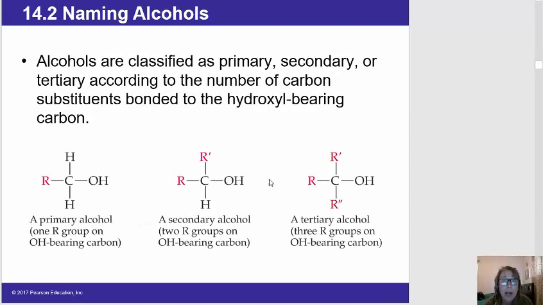A secondary alcohol has two R groups bonded to the hydroxyl-bearing carbon and one hydrogen. And those R groups can be the same or different, but they must contain carbon. So let's look at some examples of secondary alcohols.